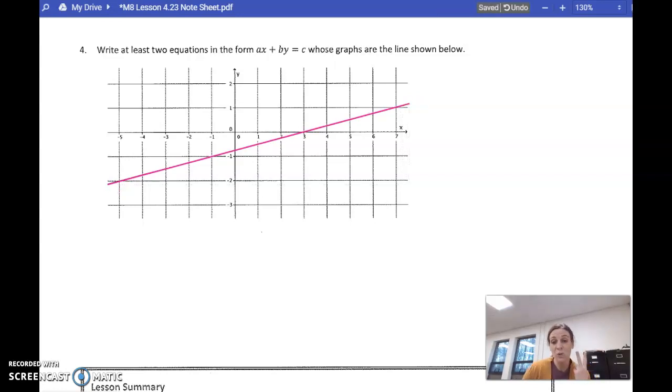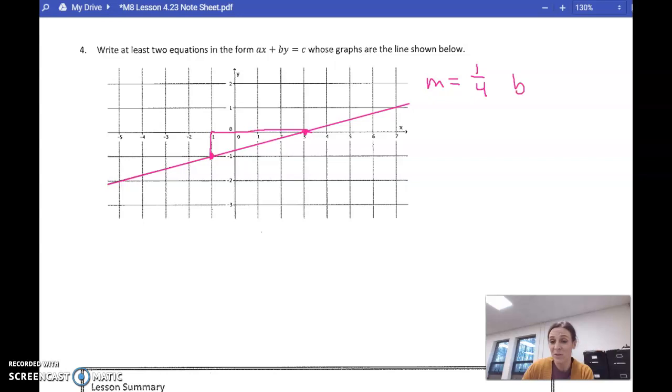Now remember, we need 2 things to write an equation. We need a slope and a y-intercept. So if I look, well, I need to pick 2 points that go through grid lines. So I'm going to pick this point right here and this point right here. I'm rising 1 and I'm running 1, 2, 3, 4. So my slope, my m, is a positive 1/4.